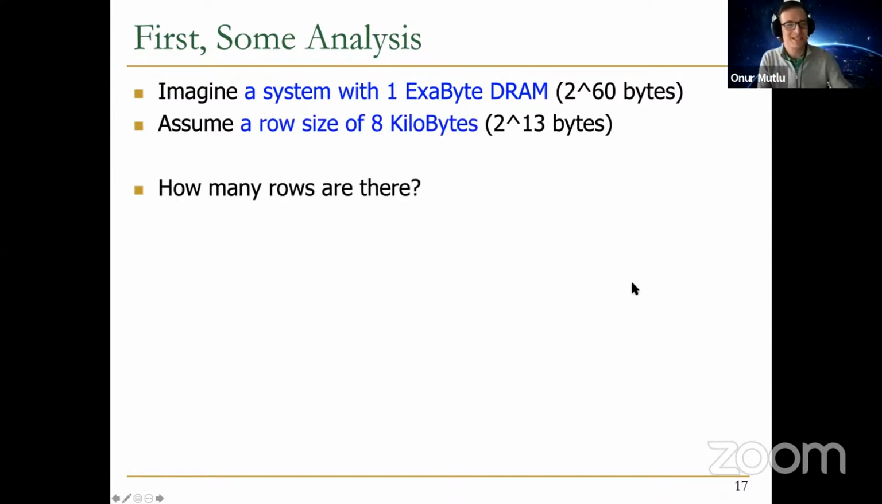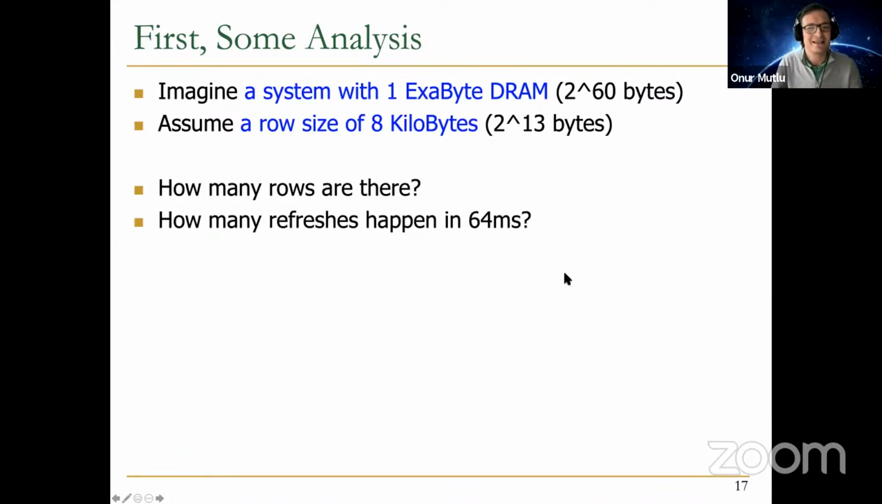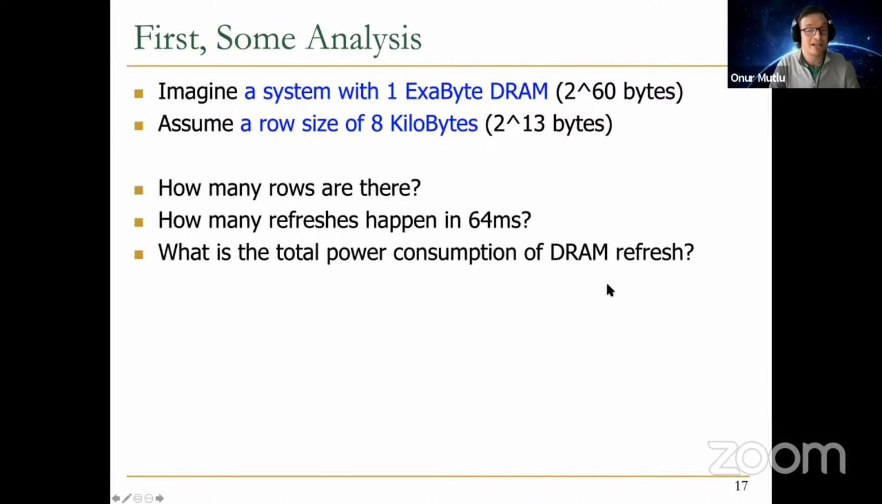So of course, first question is easy. How many rows are there? You divide the memory size with the row size. Basically, you get 2 to the 47, right? That's a lot actually. And how many refreshes happen in 64 milliseconds? That's essentially 2 to the 47 rows need to be refreshed every 64 milliseconds, assuming that every row needs to be refreshed every 64 milliseconds. What is the total power consumption of DRAM refresh?